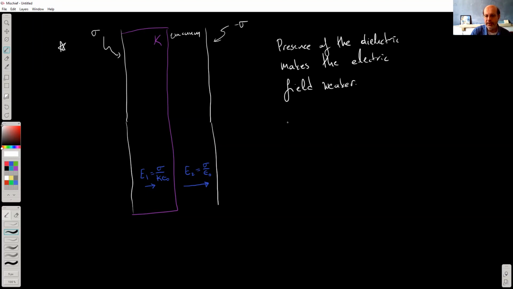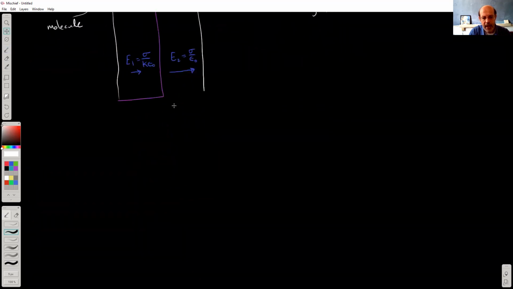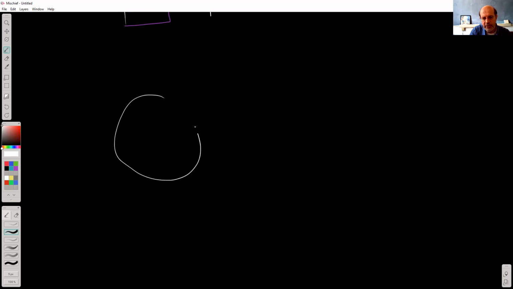And we would like to understand why this is the case. I'll try to explain it. The essential idea is this. Basically, there are some molecules inside. Let me just concentrate on a molecule in here. I just draw this as if it is an atom, but in any case, it doesn't matter.